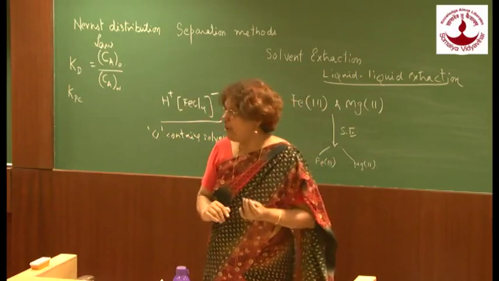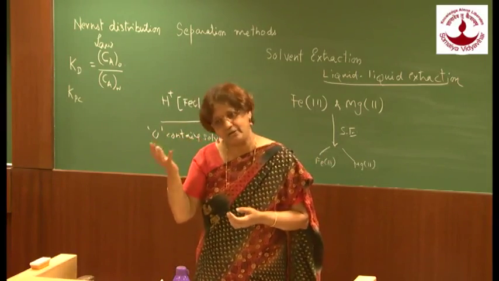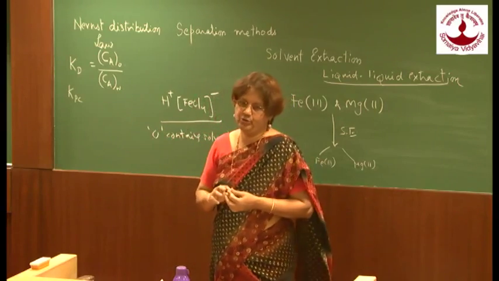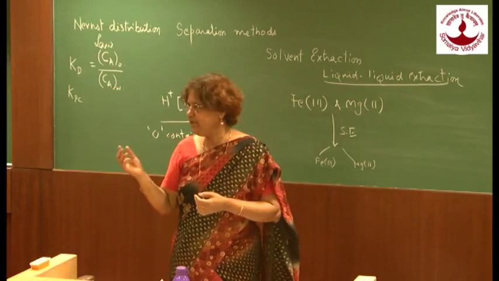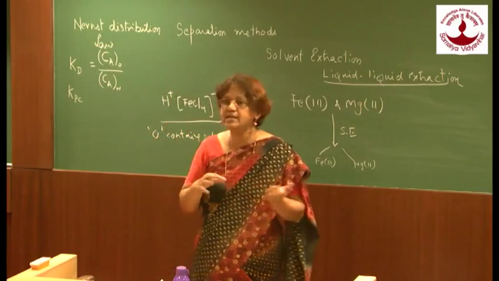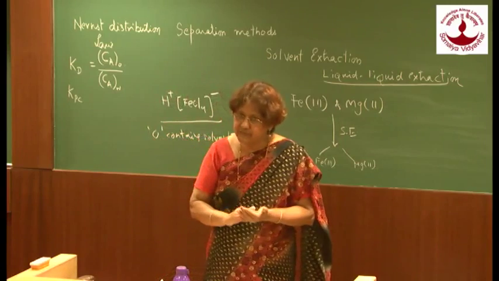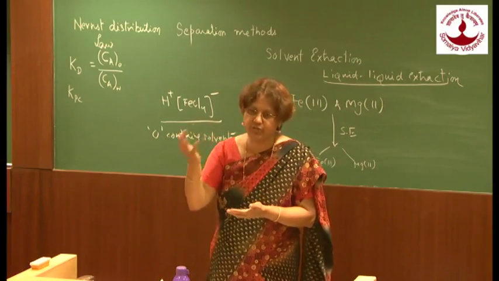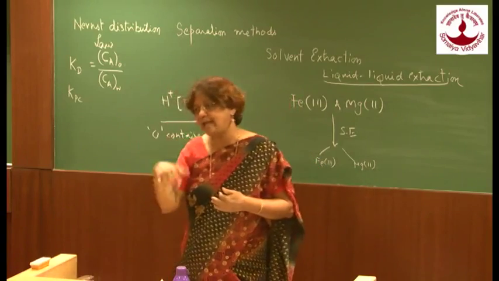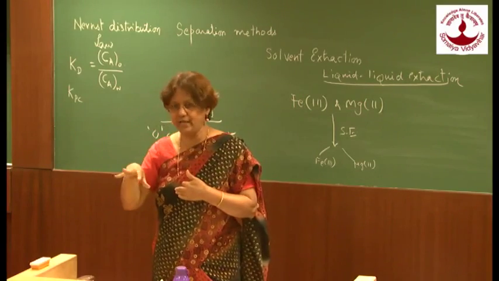And finally, very importantly, we should be able to recover the solute from that organic solvent. Now, recovery of the solute. For recovery, we use the backstripping method. Backstripping is the reverse of solvent extraction. In solvent extraction, what have we done? We have transferred the solute from the aqueous phase into the organic phase. In backstripping, what do we do? We bring the extracted solute back from the organic phase into the aqueous phase.